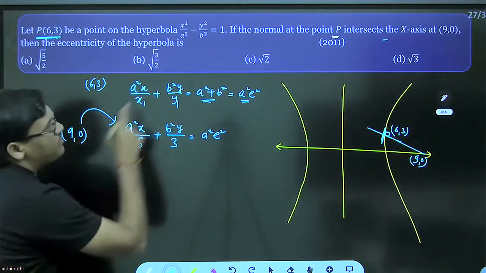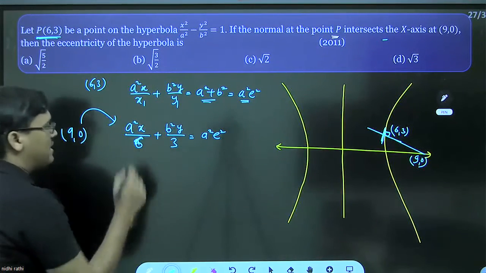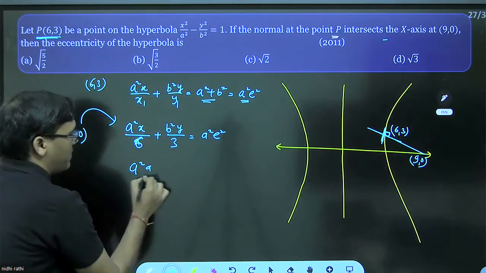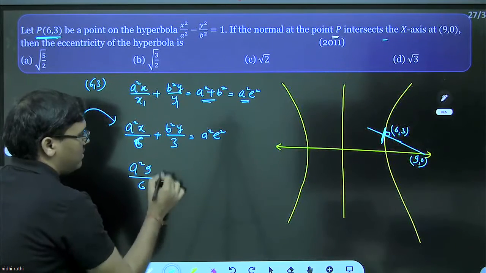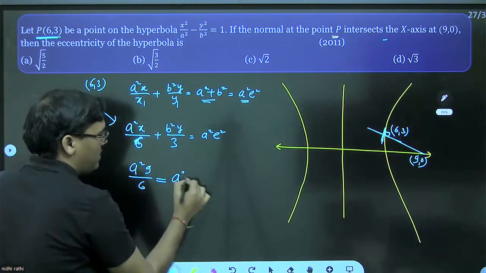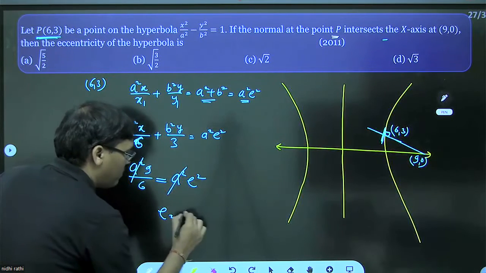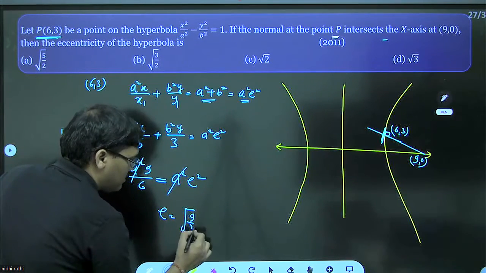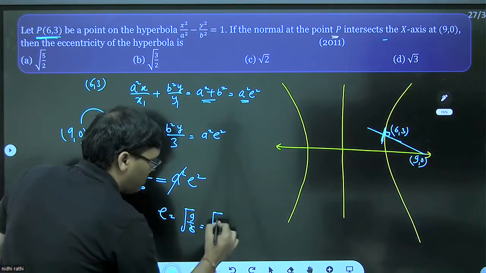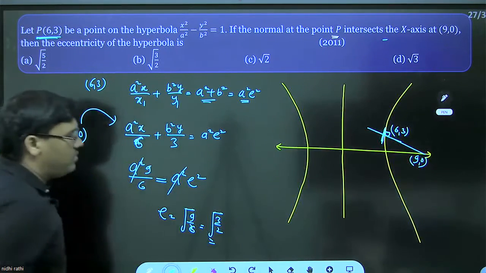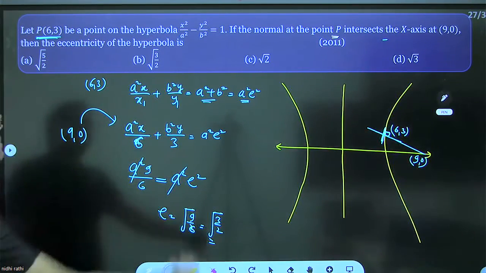Now this normal is passing through (9, 0), so (9, 0) will satisfy this. This is a square times 9 divided by 6. This term will become 0. This is a square e square. So a square cancels, and the eccentricity is equal to root of 9 by 6, which is root 3 by 2. That is, option B is the answer.